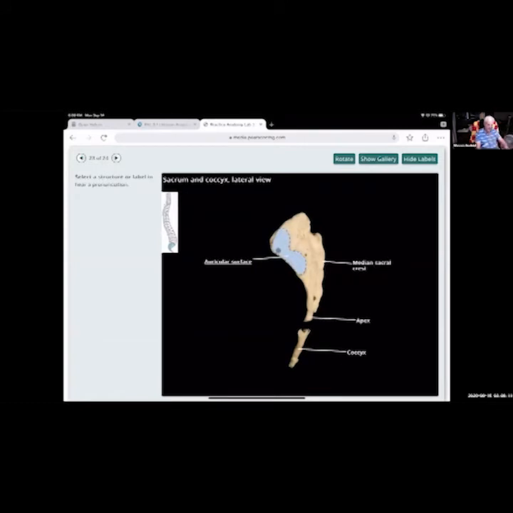Again, this is the sacrum. This is the coccyx below it. You have your auricular surface here. And you have the median sacral crest. That's a rigid bone that is dead center, median line in the sacrum. You have the median sacral crest and you have lateral sacral crests on the sides. But the median sacral one is going right down the midline. And again, you have your apex, which is at the tip of it. And then your coccyx bone.